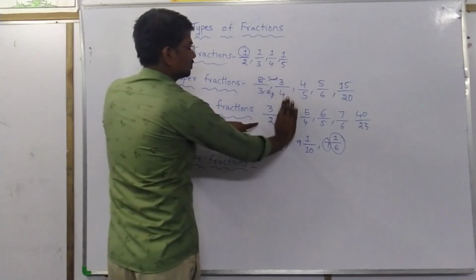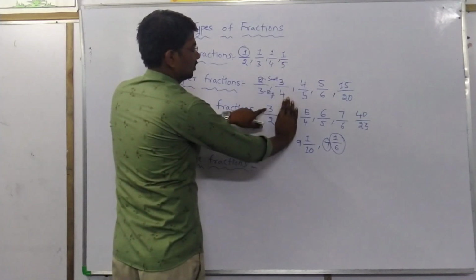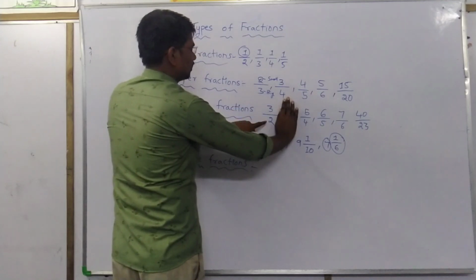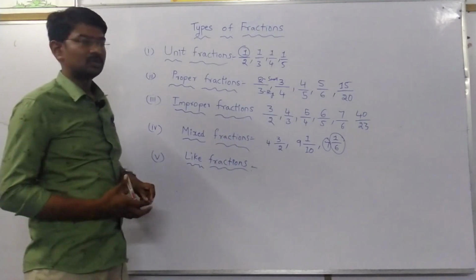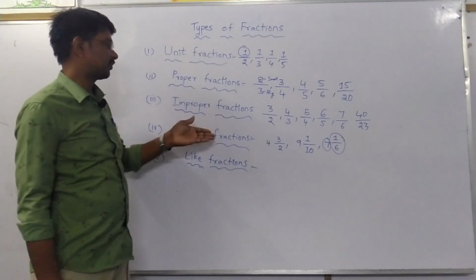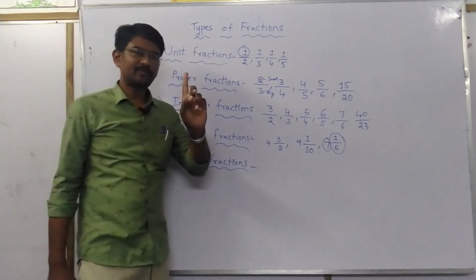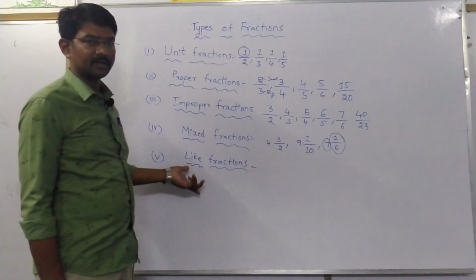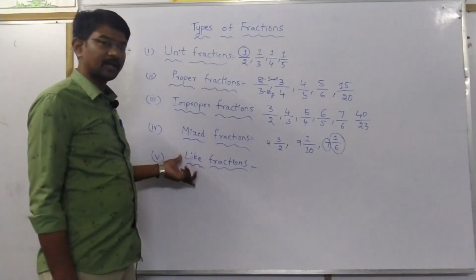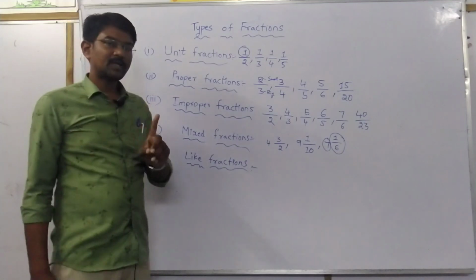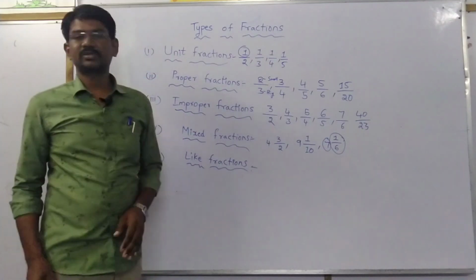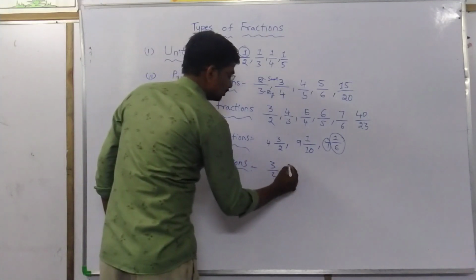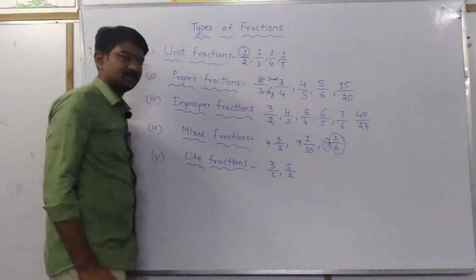Here also one fraction is taken, the numerator is bigger than its denominator, so it is an improper fraction. To say unit fraction, proper fraction or improper fraction, one fraction is enough. But to find out the like fraction category, more than one fraction should be given in the question. For example, 3 by 2, comma, 5 by 2, two fractions.